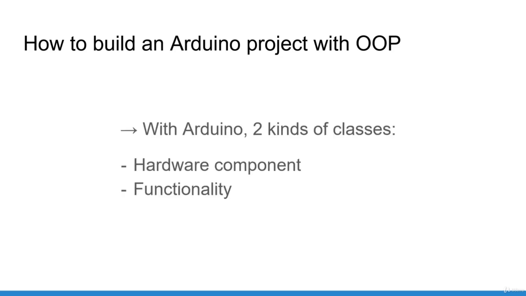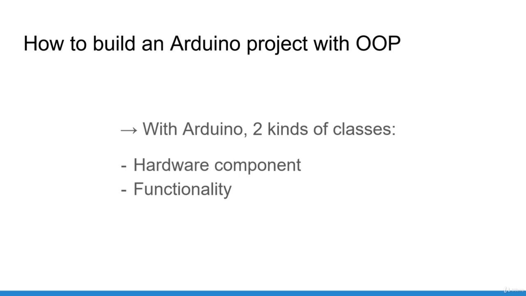Then, with Arduino, you can think of two kinds of classes: the ones that abstract a hardware component and the ones that abstract a functionality or a process. For example, you could have a class for an LED, a class for a motor, a sensor, etc. And you can have a class for a functionality like a traffic light or a controller which will measure some input from sensors and accordingly give commands to other actuators.